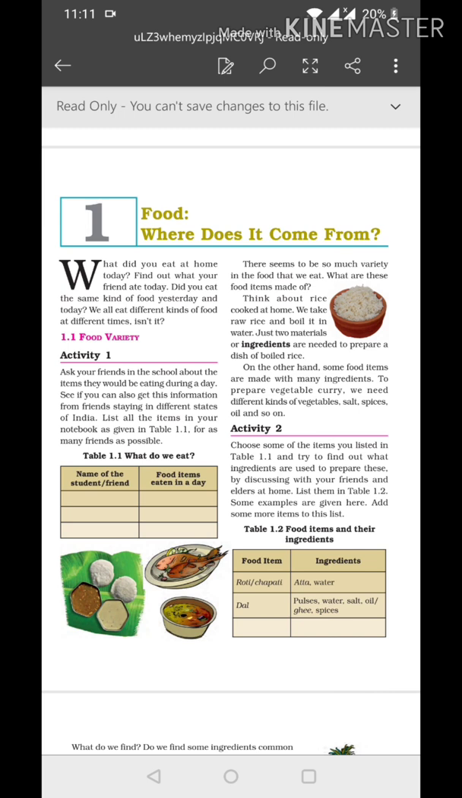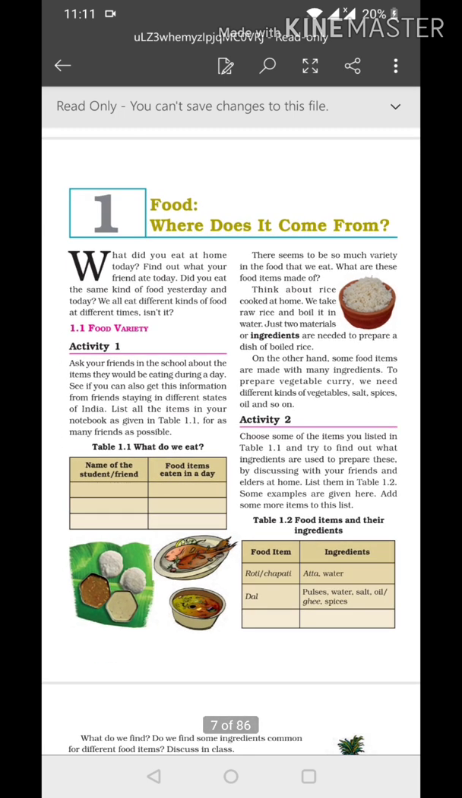Next was variety of food. Now what is variety of food? The different types of food available in different regions of the world is known as variety of food. Now what are ingredients? Ingredients are something that we combine to make a dish, right?